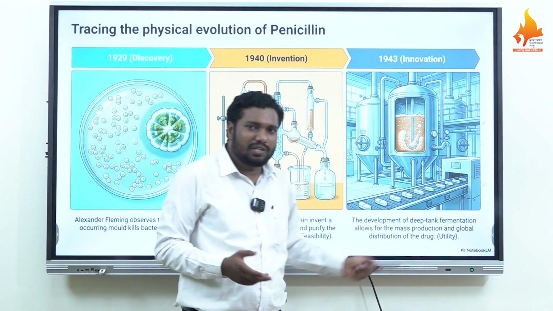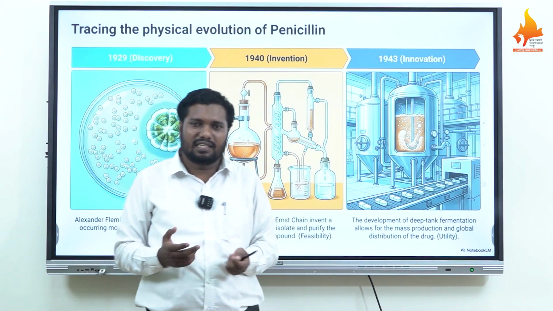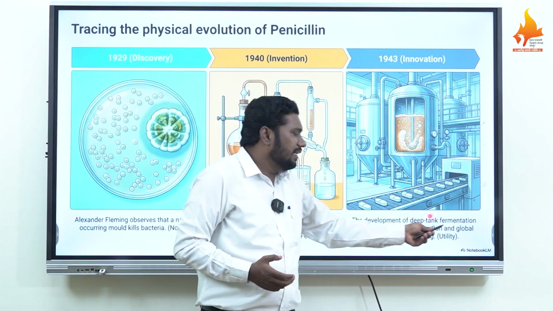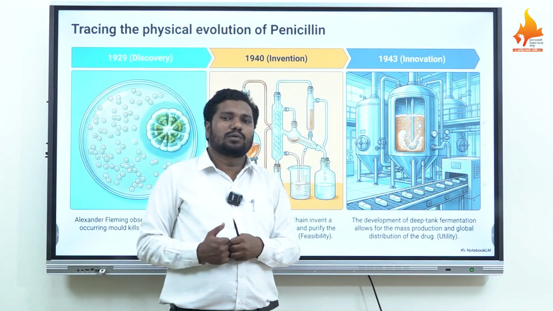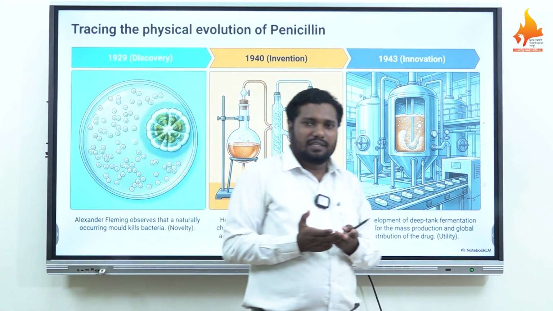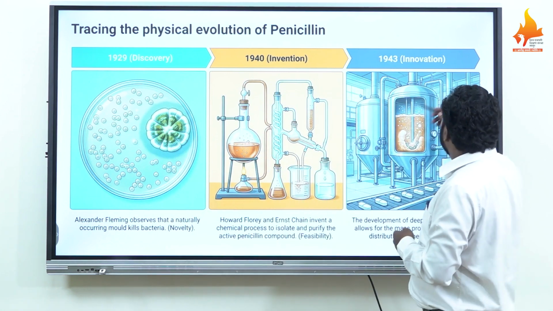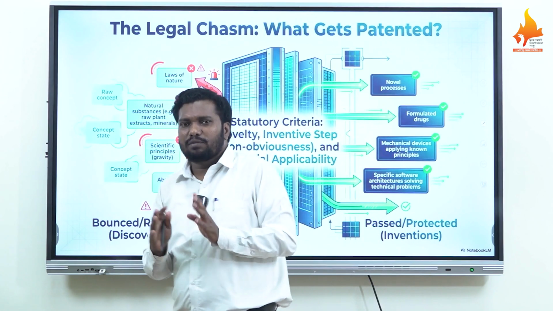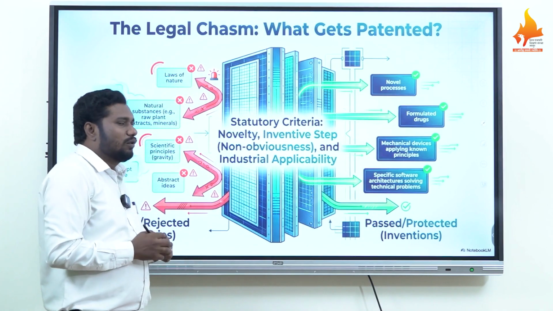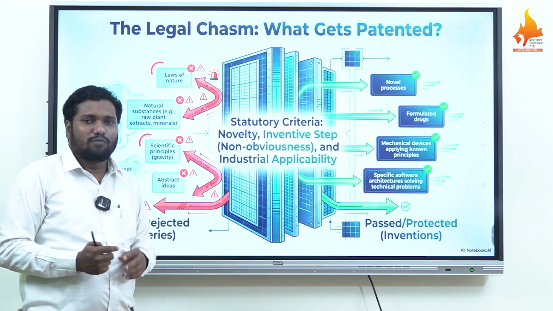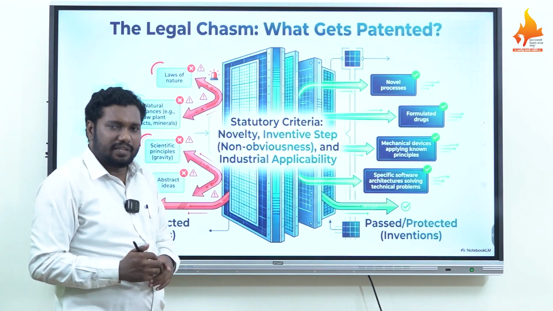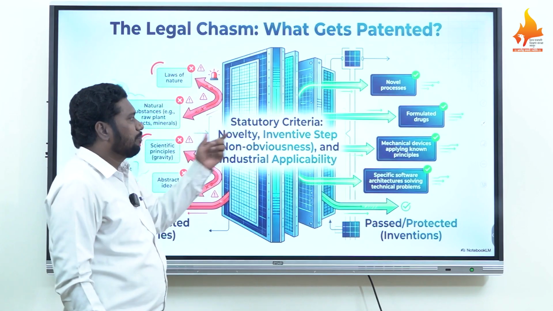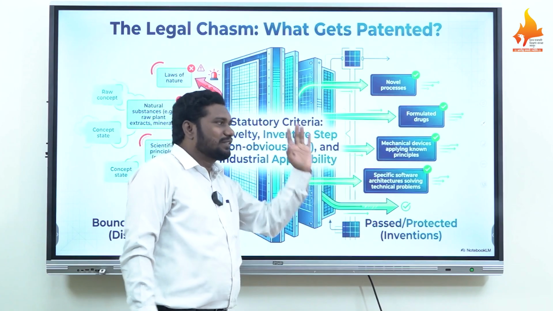So this is related to its utility. There was high demand for penicillin in the market, and this demand was fulfilled by deep tank fermentation technology, which can produce large scale penicillin within a short duration of time, and it can reach a large number of people. There was many a time debate related to patentability. What can be patented, what cannot be patented, and for that we'll see what the legal charge is, what gets patented. So firstly we'll see what gets patented.